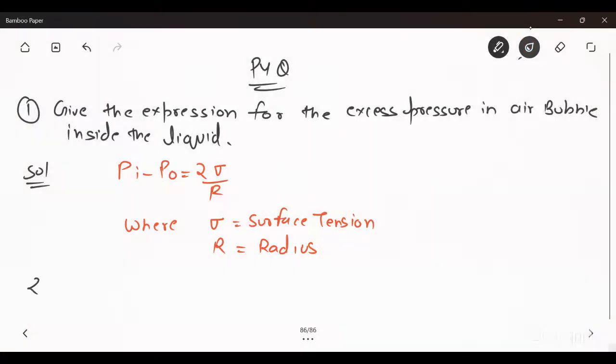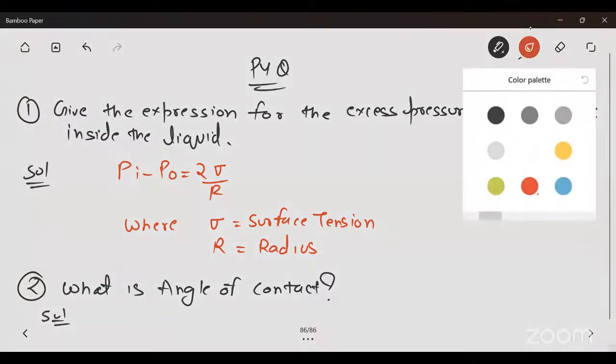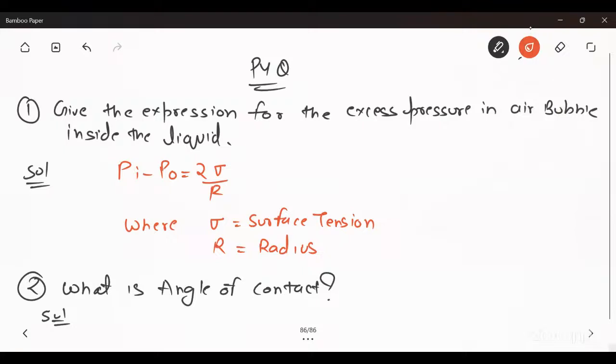Next question: what is angle of contact? I have taught you earlier, the angle between the tangent to the liquid surface and the solid surface, the surface of the jar or a container, is known as the angle of contact.